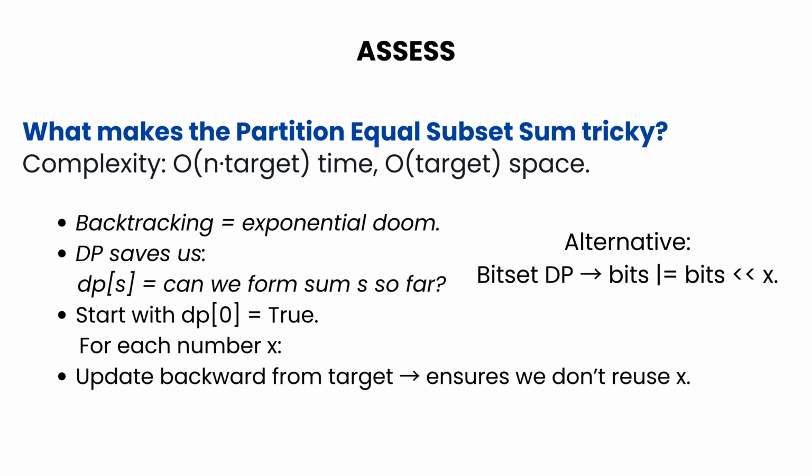Assess. Backtracking is exponential. Instead, we use dynamic programming. Define dp of s as can we make sum s using the numbers we've seen so far? Initialize dp of 0 as true. For each number x, update dp of s by checking dp of s minus x, going backward from target down to x, so we don't reuse x multiple times. The complexity is O of n times target in time, and O of target in space, where target equals total divided by 2. A neat alternative is a bit set that shifts reachable sums with bits OR equals bits shifted left by x.